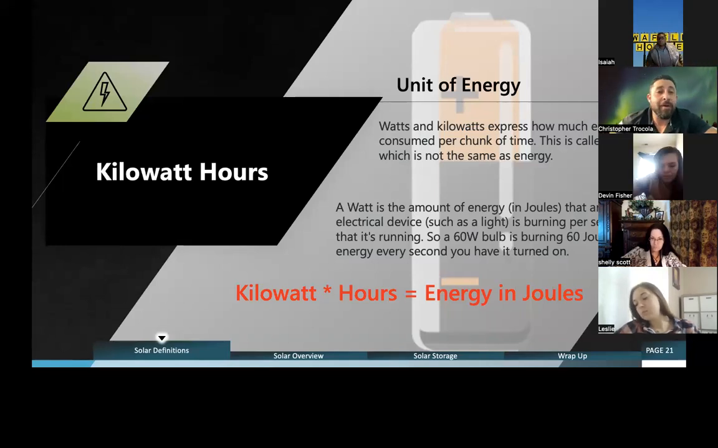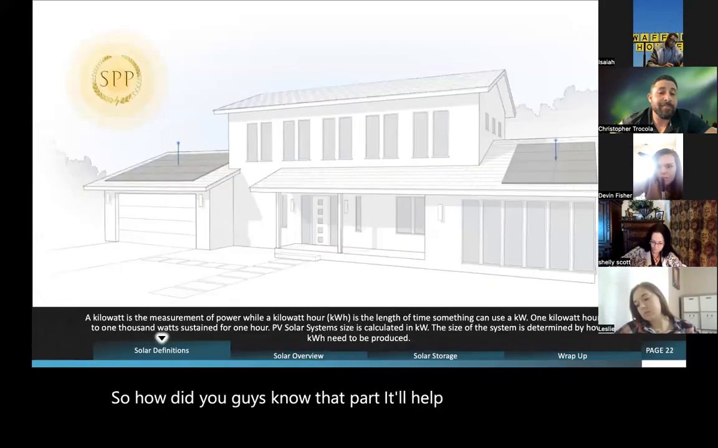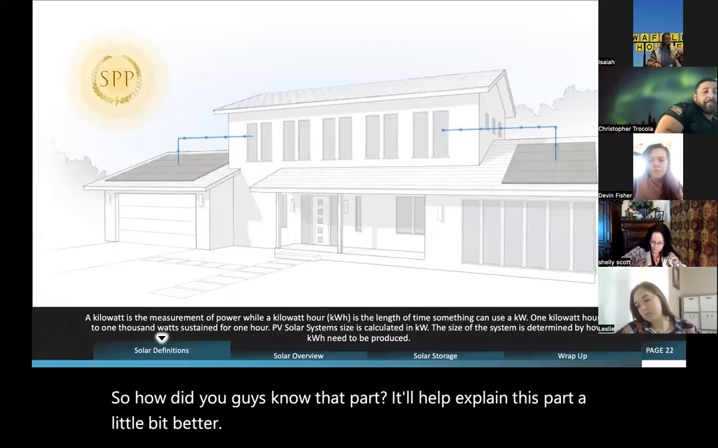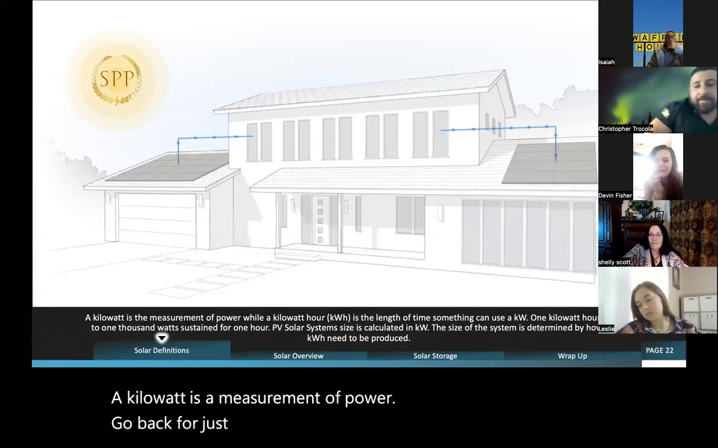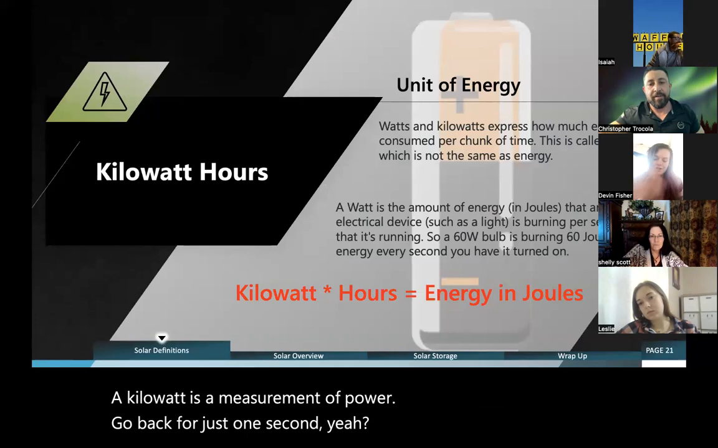So now that you guys know that part, it'll help explain this part a little bit better. A kilowatt is a measurement of power. Sorry, can you go back for just one second? Yeah. Sorry, thank you.